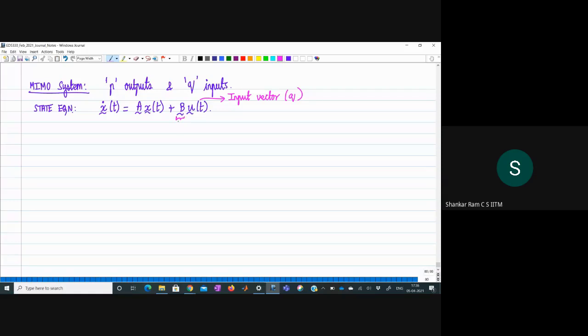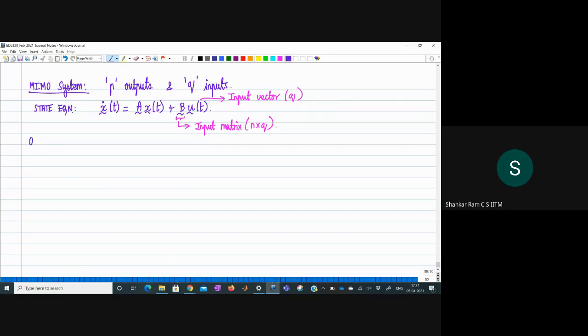Consequently, the quantity B is what is called the input matrix, and we can immediately see that the size of the matrix is going to be n by q. Because ultimately the order of the state vector is n, there will be n first order ODEs. So we need n to be the dimension of the vector Bu. So there should be n rows in the matrix B and q columns, for the multiplication to be appropriate. So that's the state equation for the MIMO case.